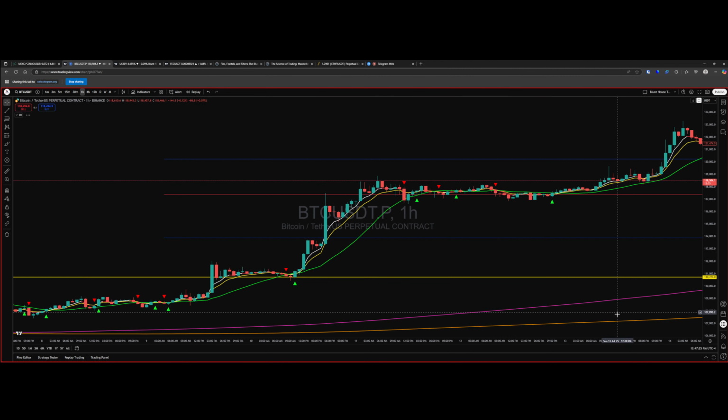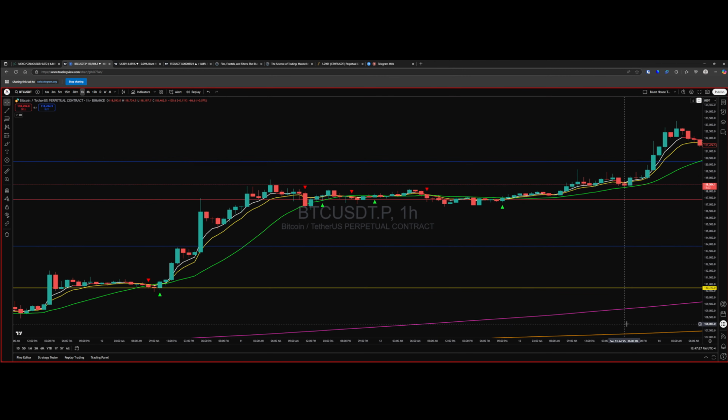I think sometimes what happens to people is that they will enter that trade off of the hourly chart, and as the trade starts to unfold and they start to look at other time frames, their analysis of how they're looking at it changes. I try really hard that if I opened it on the 1 hour, I'm closing it off the 1 hour.